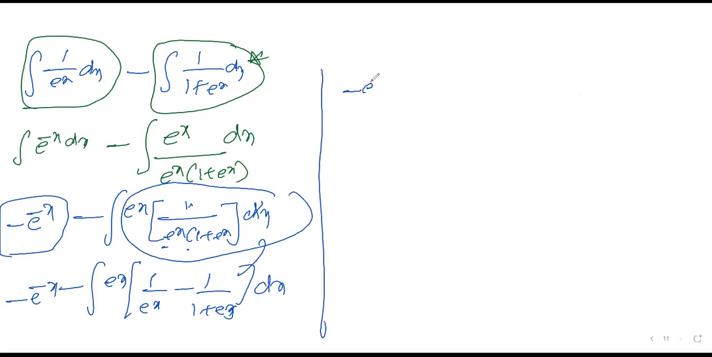Now I'll continue: e power minus x minus, I'll bring back e power x into inside. So e power x by e power x dx, minus here, minus into minus is plus. What is this? E power x by 1 plus e power x. Clear?